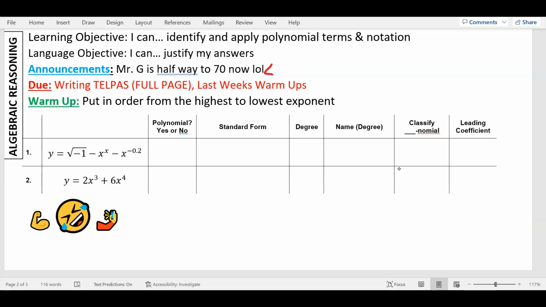I am, as of Sunday, 35, halfway to 70. If you didn't catch that yet. Yeah, happy birthday to me.